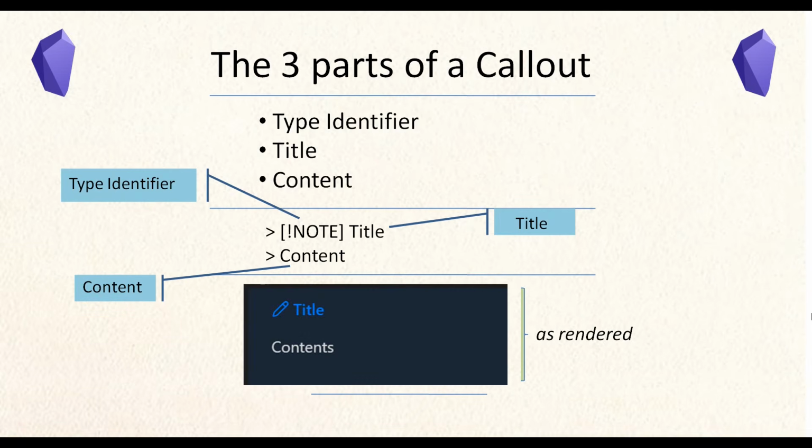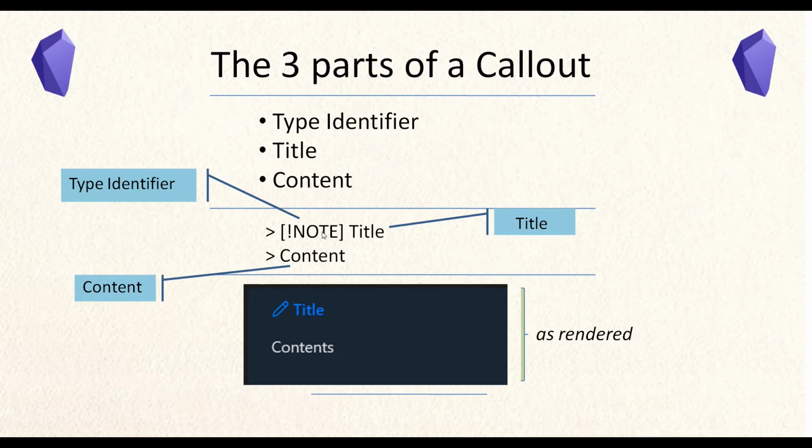Okay, the three parts of a callout. Regardless of the type of callout you choose to use, every callout is structured similarly and is composed of three parts: a type identifier, or simply type, a title, and content. In the example on screen, in the center here, you see the markdown code for a callout. The type identifier is in the brackets, and it's preceded by an exclamation symbol.